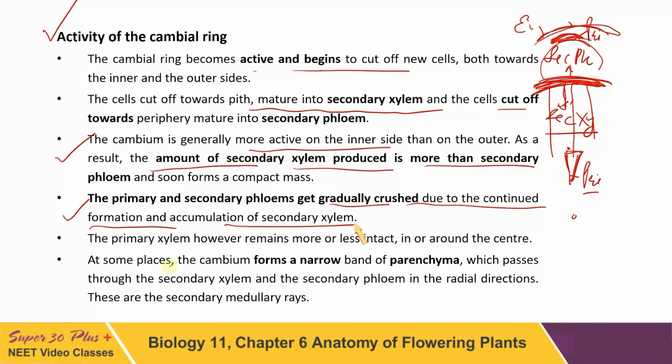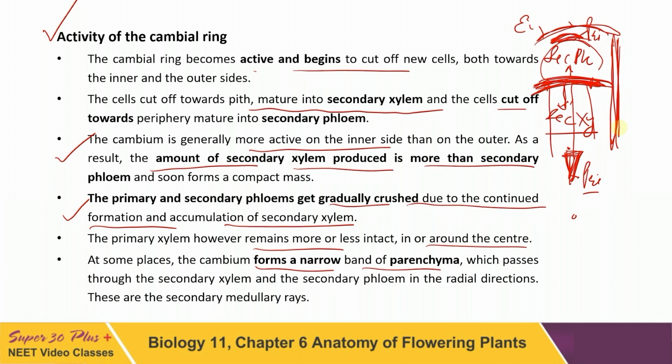But what happens now? Primary xylem, however, remains more or less intact. This is primary xylem, because xylem is made up of hard-walled, thick-walled tissue, that remains intact around the center. At some places, the cambium makes a narrow band of parenchyma. You see here, this is the cambium ring. At this place it is making secondary phloem and secondary xylem, but at certain places, the cells added towards the outer side and inside do not differentiate as secondary xylem or secondary phloem.